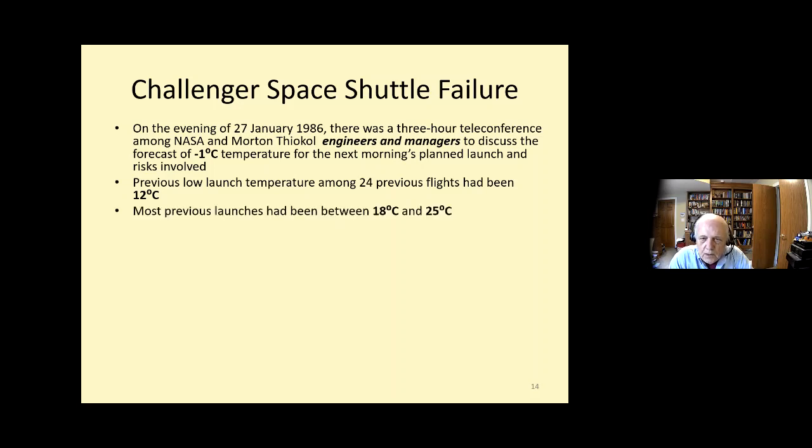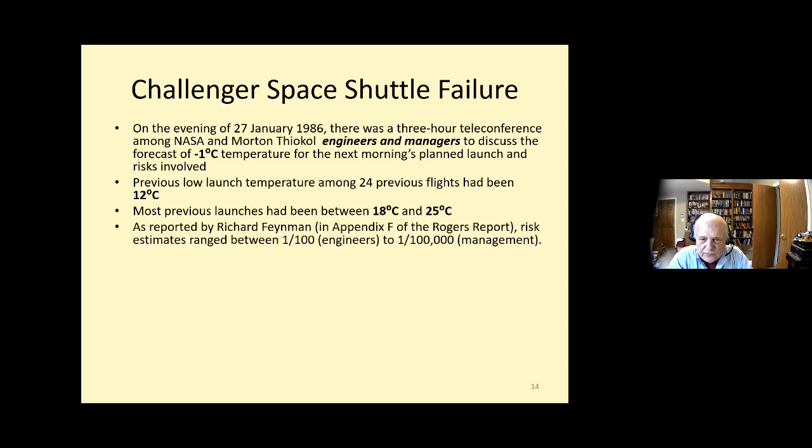And most of the launches, because Florida is a warm place, the temperature was between 18 and 25 degrees C. Richard Feynman, the famous physicist who was on the committee that studied this after the fact, learned that estimates of risk from the engineers were 1 in 100, but estimates of risk from management were 1 in 100,000. A huge difference there.